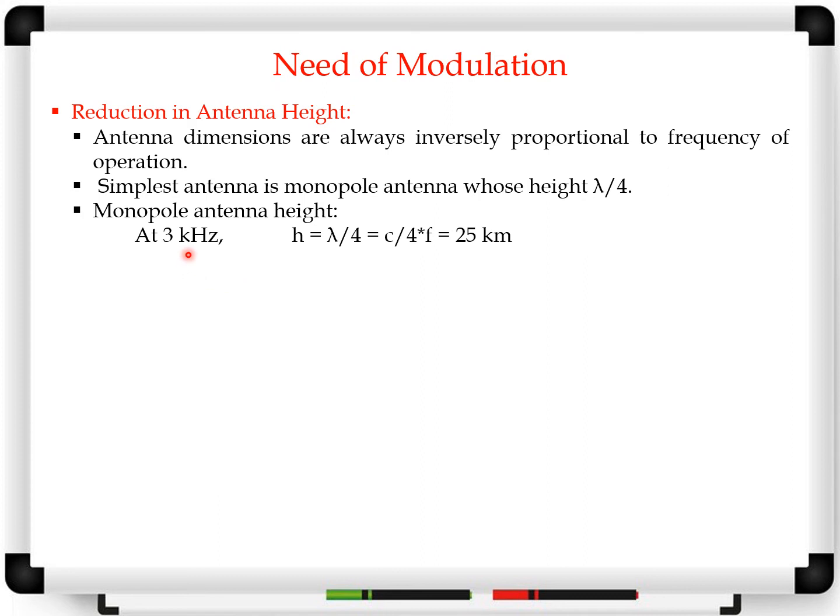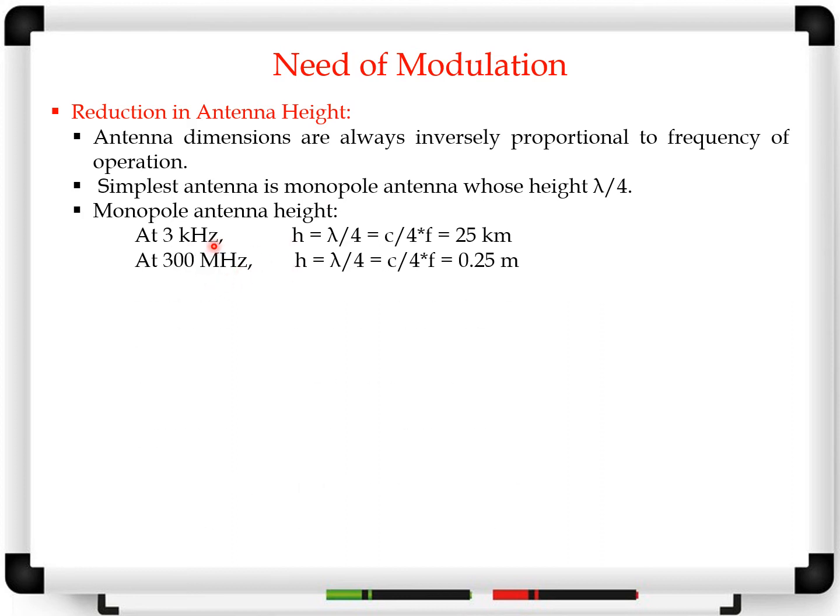Now just imagine, is it possible to have an antenna whose height is 25 km? It is totally impossible. We cannot erect such a very high antenna. So what we do in the modulation process is convert this low frequency signal into the high frequency domain.